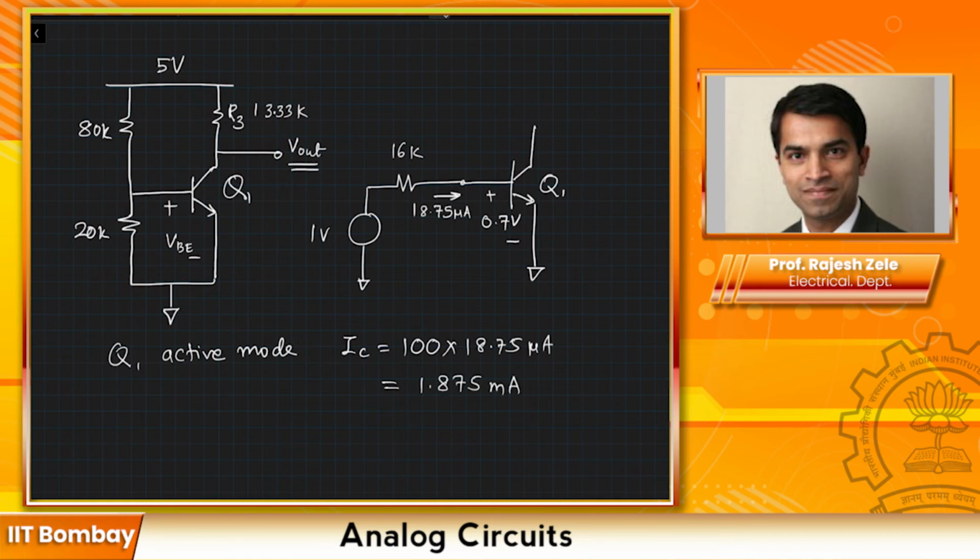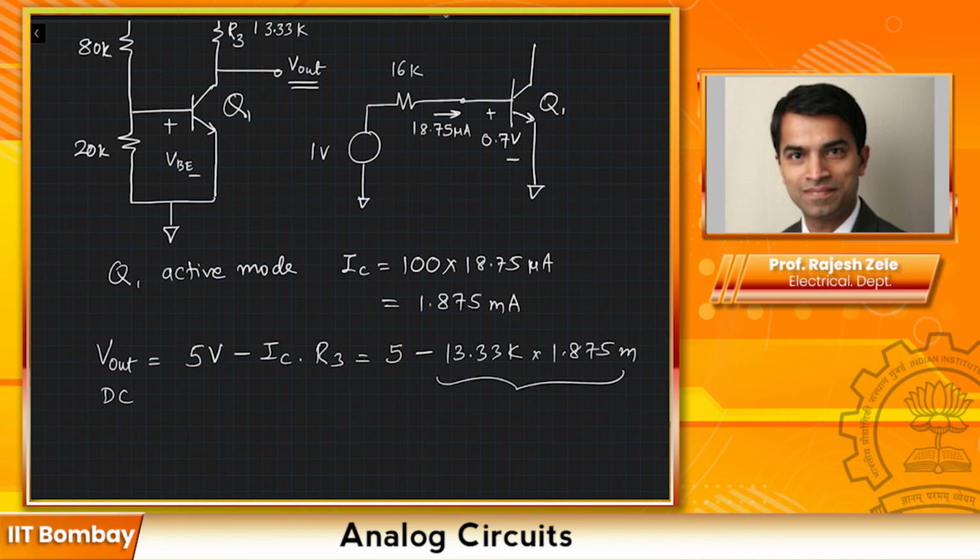What is the value of the DC voltage at the output, Vout? DC is going to be 5 volts minus IC times R3. What is the value here? This is going to be 25 volts. So Vout DC is equal to minus 20 volts. This is telling us that something is not right about our original assumption, because we cannot have minus 20 volts. Our transistor is biased from 0 to 5 volts. This is telling us that the active mode assumption is not correct. So from that we can tell that the transistor Q1 is going to be in the saturation region.